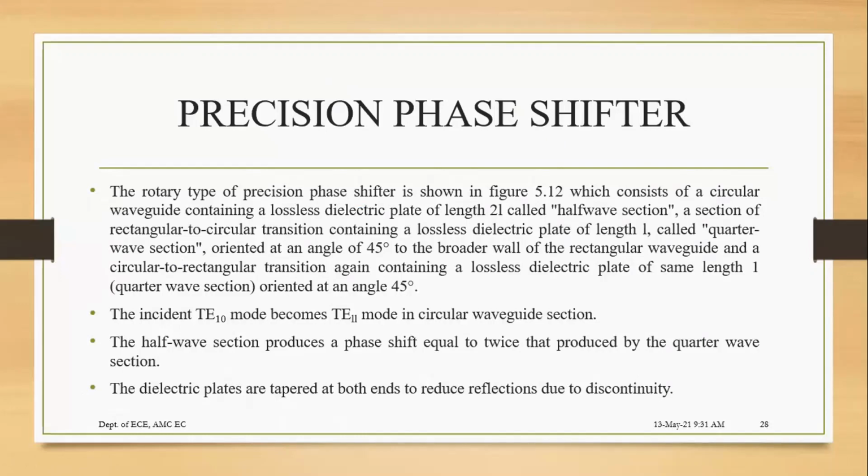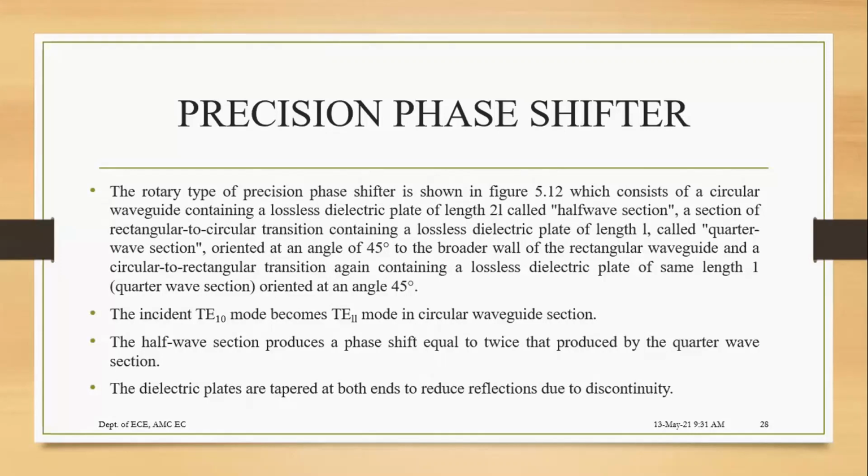a half wave section. Now when I talk about half wave section, it is a circular waveguide, which is actually having a lossless dielectric plate, because you know phase shifter is something where you put the lossless dielectric plate inside a waveguide. So inside the circular waveguide, you have a lossless dielectric plate of length 2L, which is nothing but half wave section. Now, this half wave section will rotate for 180 degree.